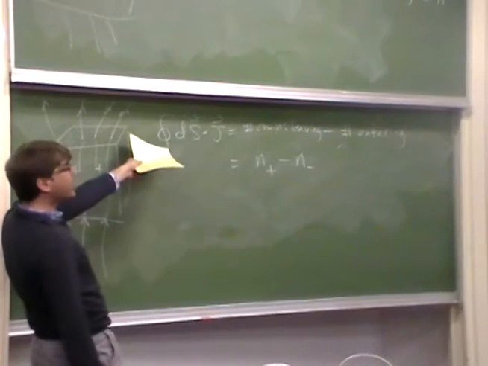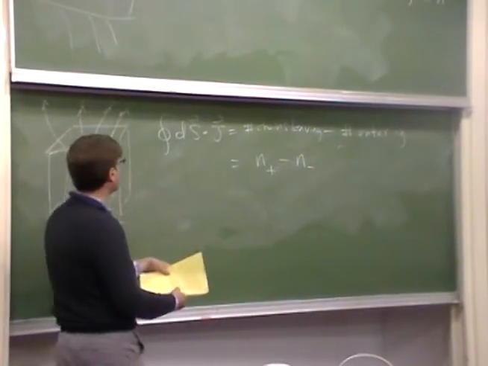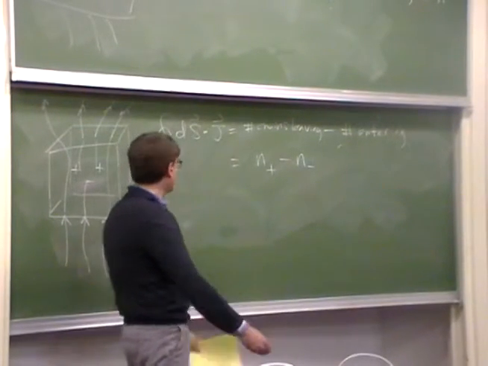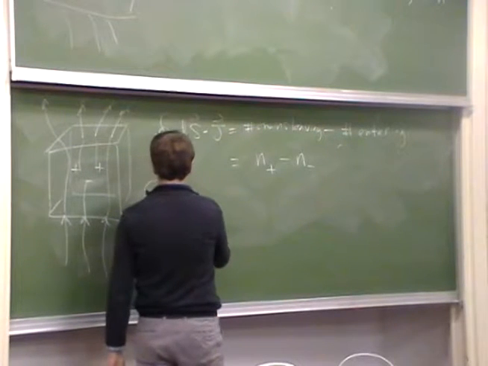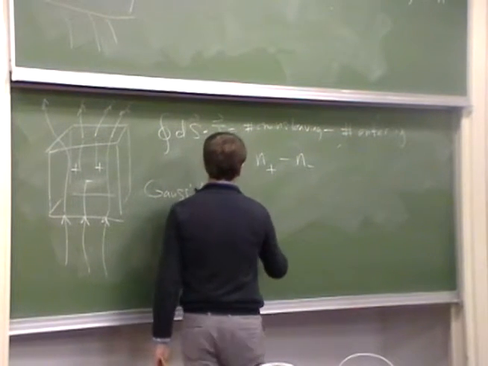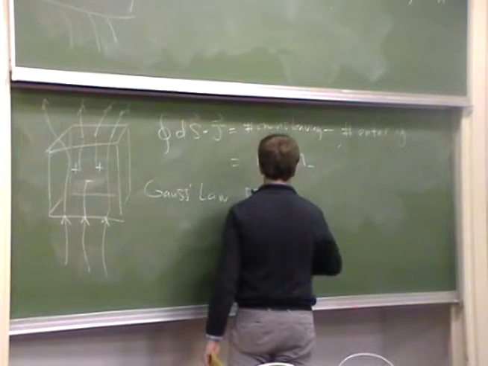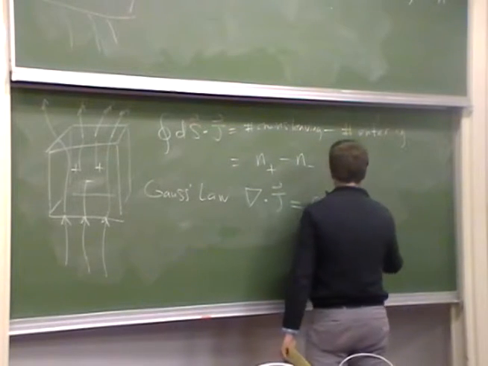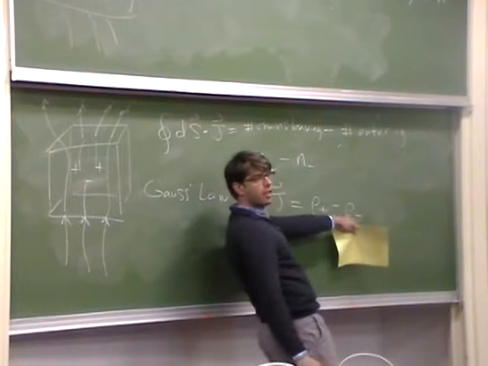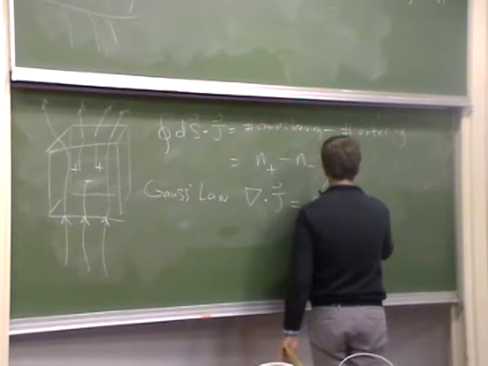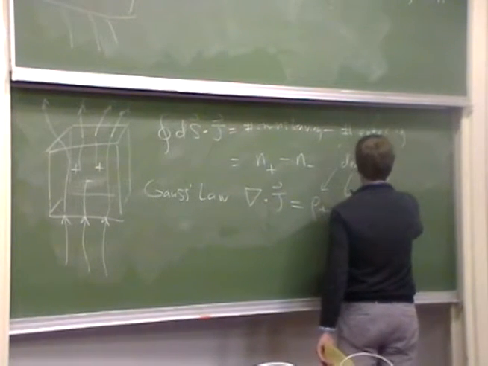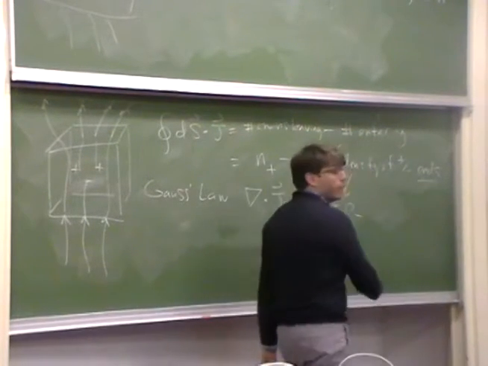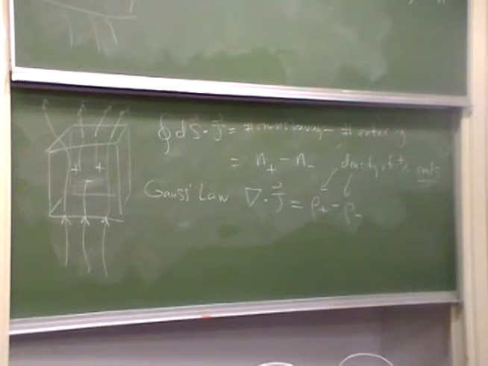And so now, if I use Gauss's law, where I convert this integral over the surface area to a volume integral of the divergence, what I get in the continuum limit for Gauss's law is that the divergence of this flux is equal to the density difference between the number of plus ends and minus ends. Density of plus and minus ends. Okay? Make sense?